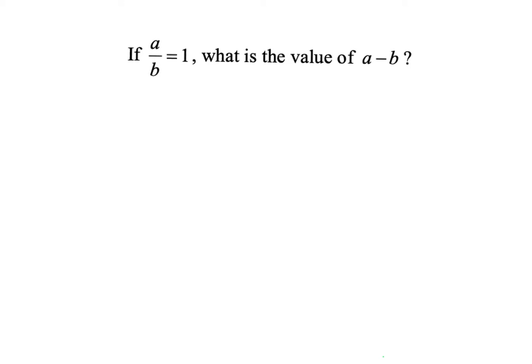If a over b equals 1, what is the value of a minus b? Now, if a over b equals 1, we can infer the following. First of all, a cannot be 0.